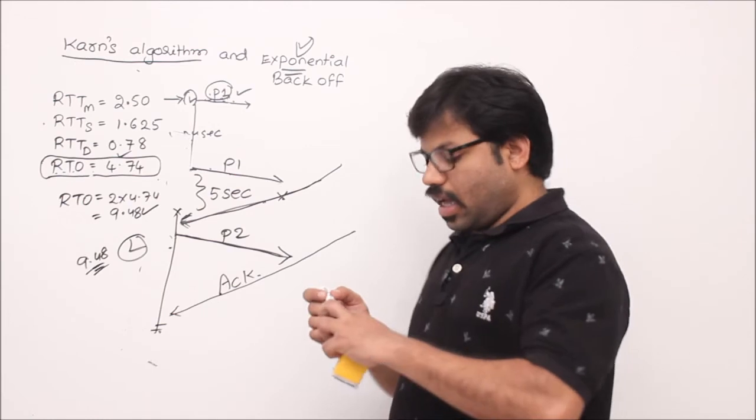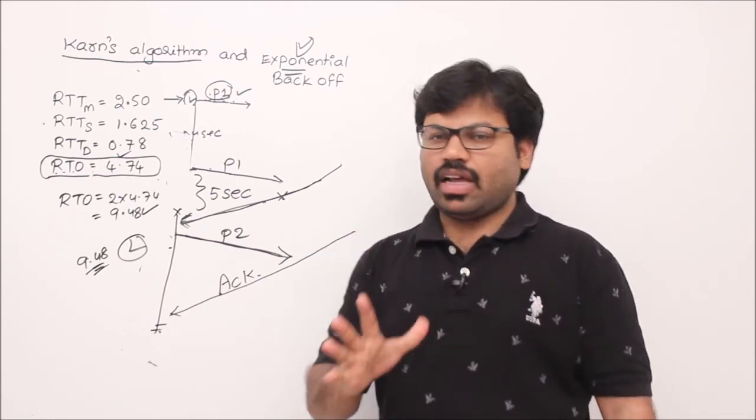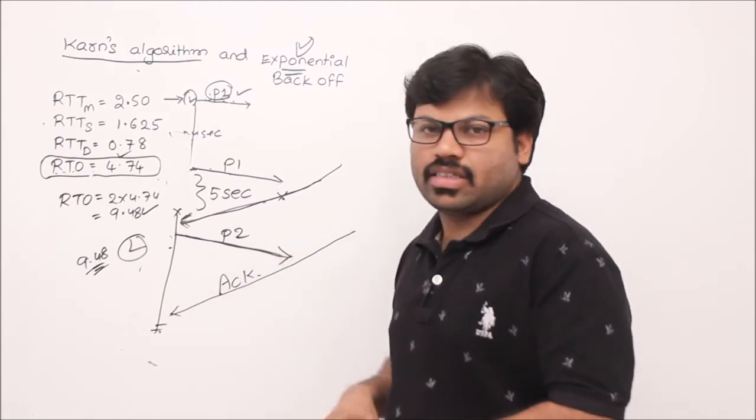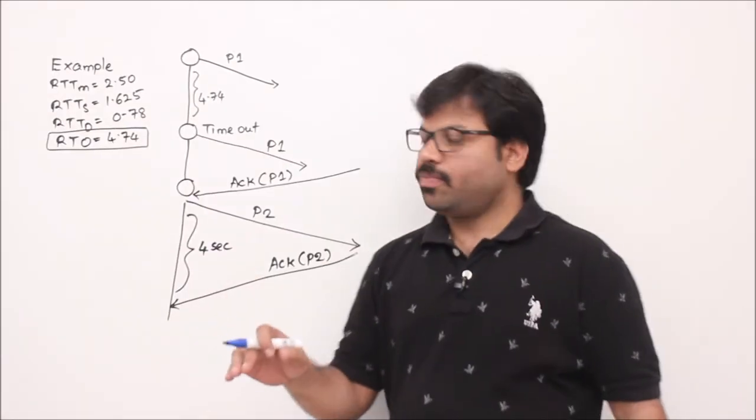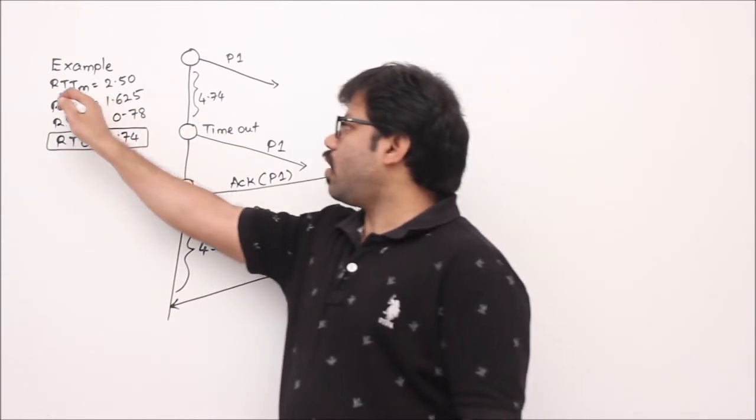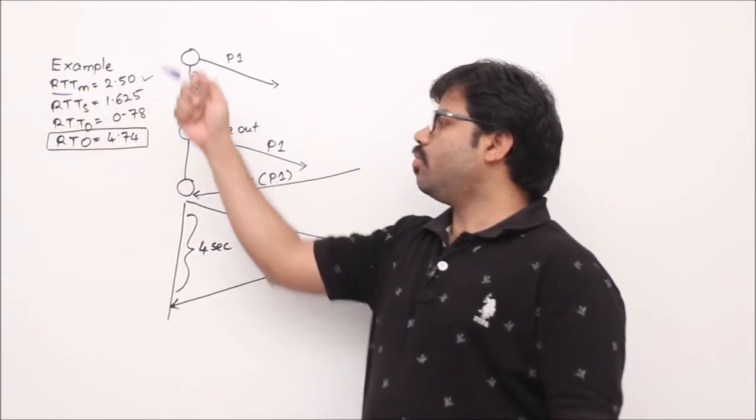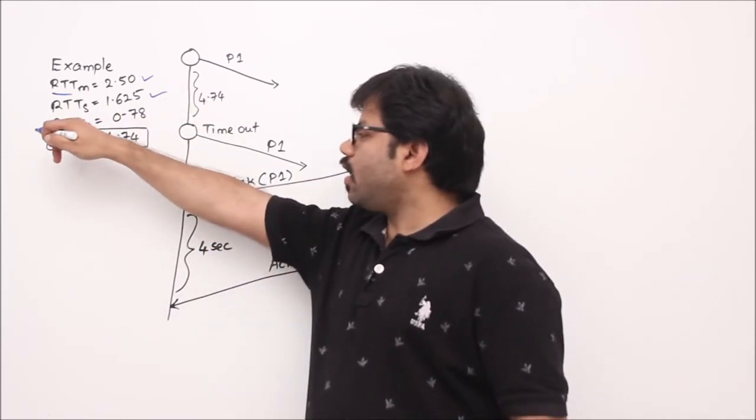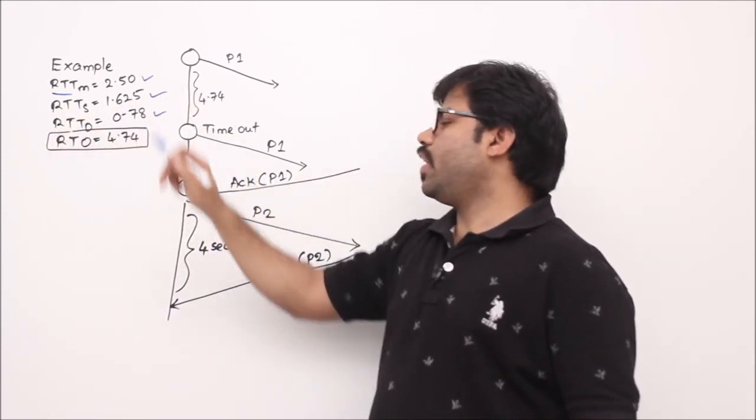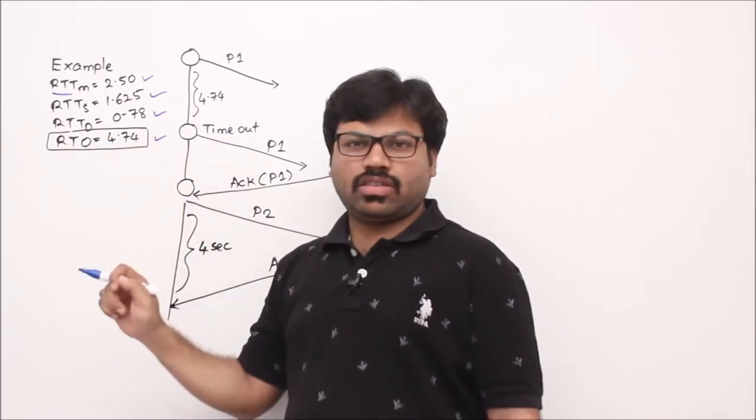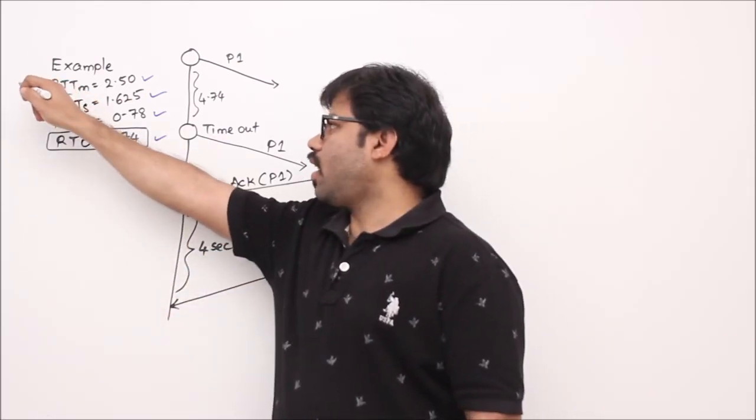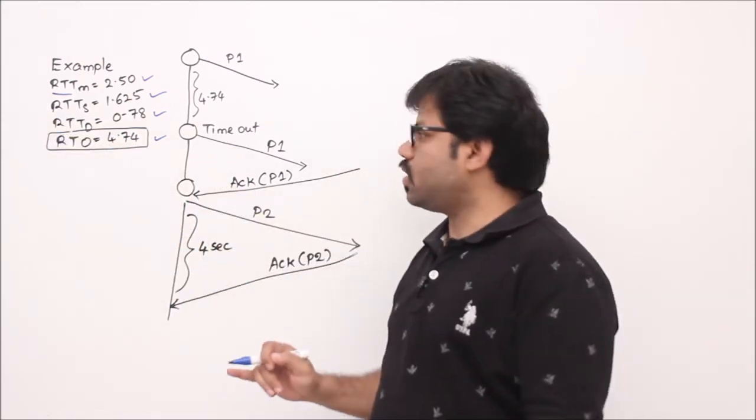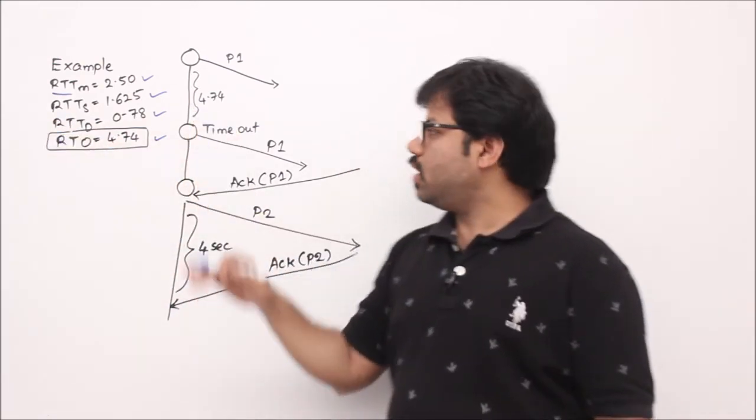Okay, now I will take one clear example and I take the data and I show what we have to do. Now we'll see one numerical problem. See, this is a story. Initially your RTT measurement is 2.50, but that doesn't matter. RTT smooth is 1.625. Then we calculated RTT deviation, which is 0.78. After that we calculated RTO. You can cross check. So when you have RTT measurement, RTT smooth, we can compute RTT deviation, after that RTO, right? We have formulas.